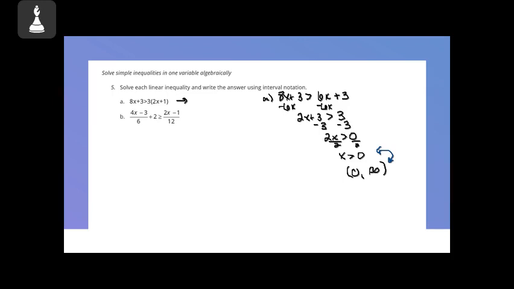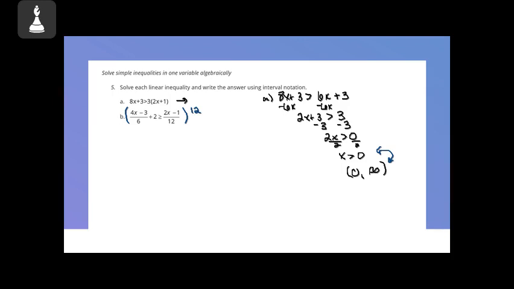For B, we have some fractions here. 4x minus 3 all over 6 plus 2 is greater than or equal to 2x minus 1 all over 12. The way we solved these equations was multiplying by the common denominator. Well, 6 and 12, the common denominator would be 12, because if I multiply this first one, 6 by 2, that gives me 12. So I've got 12 here that I'm going to multiply everything through by.